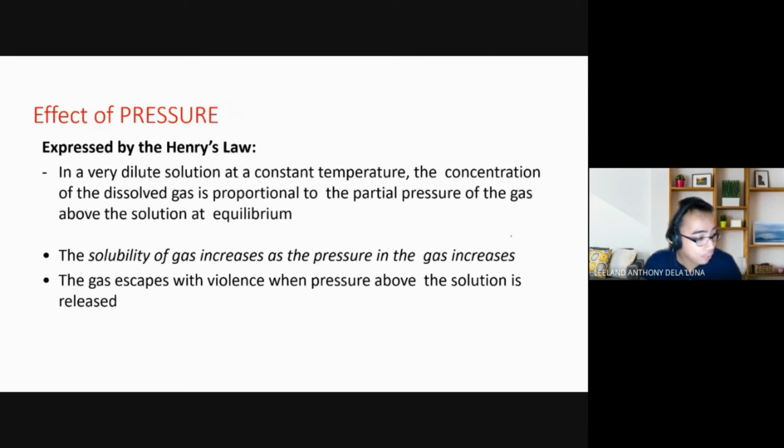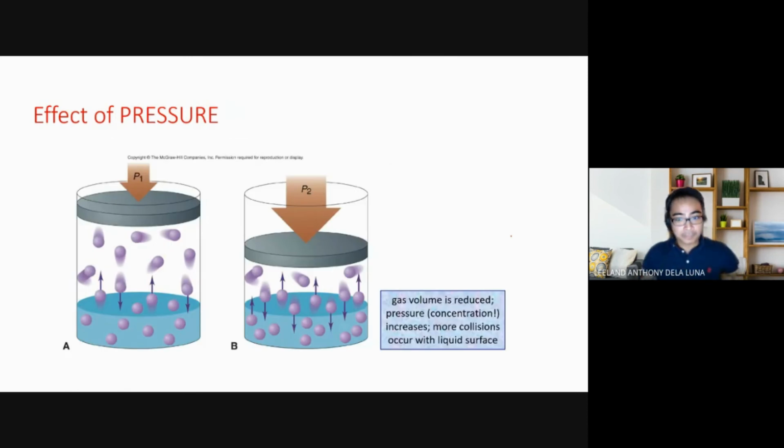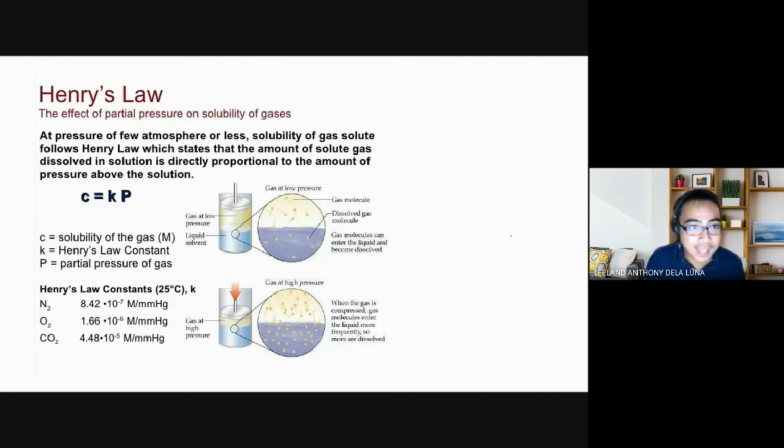Okay, kaya nga diba yung Coke? Right? Nagdala ako ng Coke para may example tayo. Pero anyway, once you open the Coke, diba yung psst, ganyan? Because you release the pressure that was confining the gas within the compartment. Okay, so that's why it's released violently. Now, class, sabi nga natin, the solubility of gas really depends on the pressure that is within the system. So if gas volume is reduced, the pressure or concentration increases. So more collisions occur within the liquid surface. Now, ang sabi ko sa inyo, class, what defines this is Henry's law.